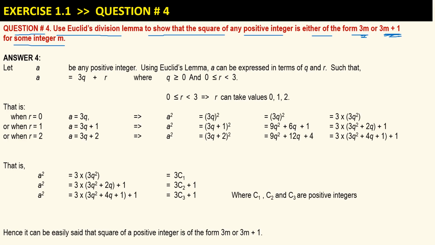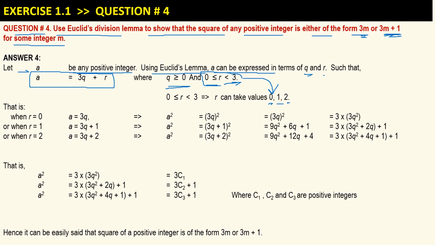So to solve this, let's assume a to be any positive integer, and then using Euclid's lemma, a can be expressed in terms of q and r such that a is equal to 3q plus r, where q is greater than or equal to 0 and 0 is less than or equal to r, and r is less than 3. So r can take values 0, 1 or 2.